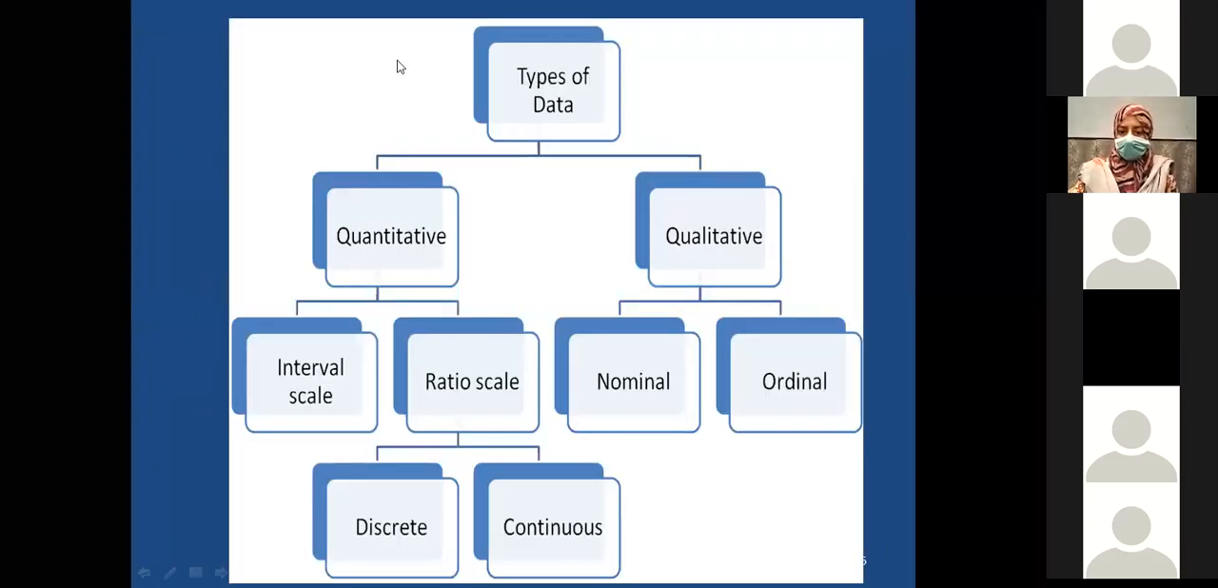So this is just a quick recap. So data is of 2 types. You have quantitative and qualitative. In quantitative data, you have an interval scale, you have a ratio scale. Okay? In ratio scale, you have discrete and continuous type of data. Qualitative, you have nominal and ordinal type of data. We'll talk about all of these in a short while.